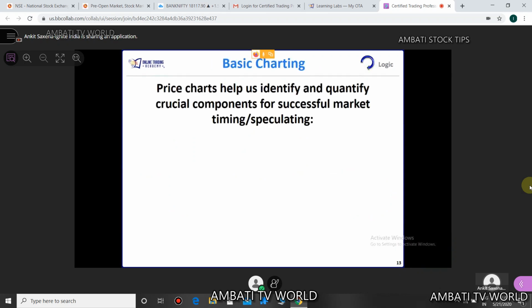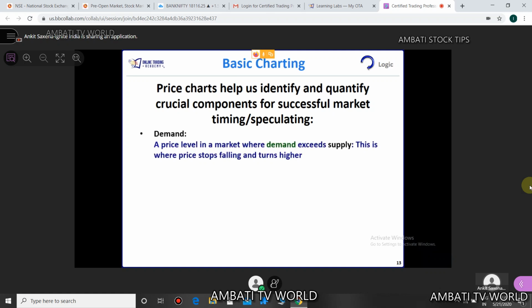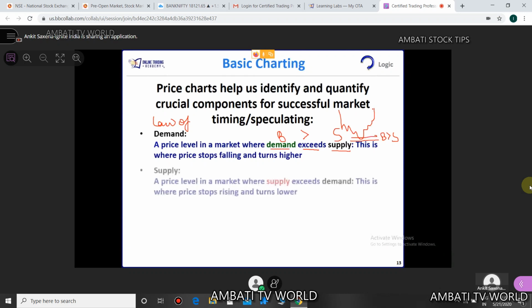Now, the price chart helps us identify and quantify crucial components for successful timing and speculation. Now, demand. What is demand? If you remember, we have learned about the law of demand. What is the law of demand? A price level in the market where demand exceeds the supply, where the number of buyers are more than the number of sellers. This is where the prices stop falling and turn higher. So prices are coming like this. Now at this point, the buyers are more than the number of sellers, because it's a cheaper rate, and the prices take a U-turn from this level and start moving upwards.